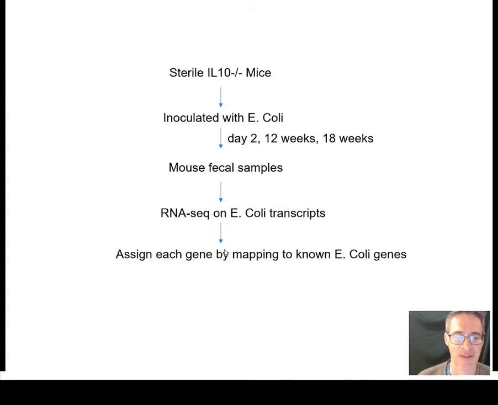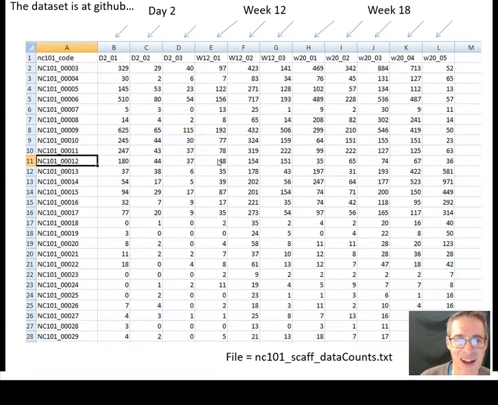Each read is assigned a gene identity by a bioinformatics pipeline, by mapping to known E. coli genomes. So the resulting spreadsheet looks something like this. We have our samples at day 2, week 12, and week 18. Somewhat confusingly, these week 18 samples start with W20, but they are in fact week 18. Each one of these columns represents the sequences from a different mouse. And this number here represents the number of times that each sequence was observed for each gene in that mouse.